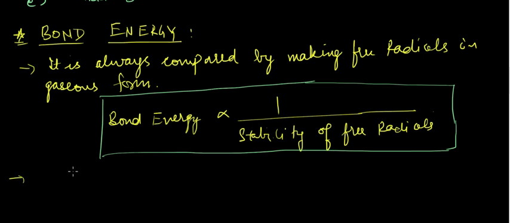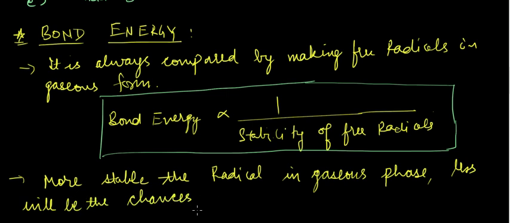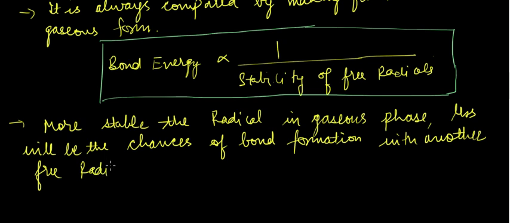Okay, so you can write in other words: the more stable the radical in gaseous phase, the less will be the chance of bond formation with another free radical, because the compound is already very stable in itself, that after the formation of free radical it will not combine with any other free radicals. Okay.